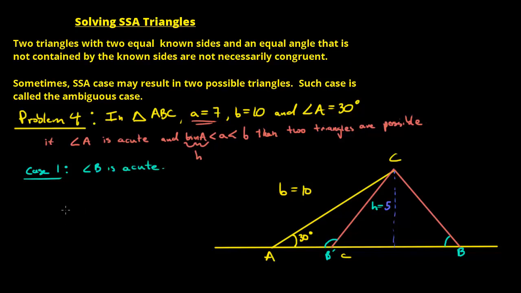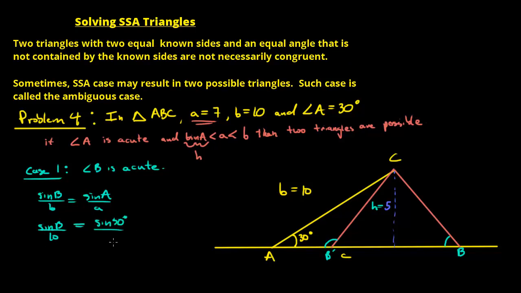And in order to solve this, we'll set up the sine law. So I know that the sine of angle B over B is equal to the sine of angle A over A. B is what we're trying to figure out. Sine B is what we're trying to figure out. Side B, we know that it's 10. Sine A is sine 30 degrees.